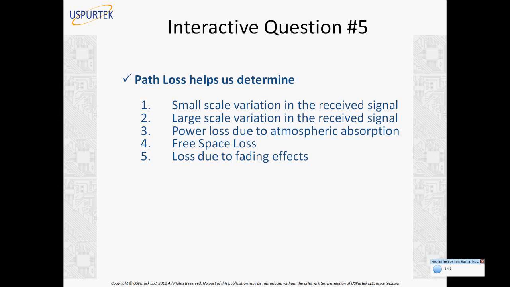Well, let's go through this one by one. Small scale variation in the received signal: path loss does not tell us about the small scale variation, right? Path loss is a large scale variation, how far I am from the cell tower. So number 2, large scale variation in the received signal, is what it helps us determine. Then power loss due to atmospheric absorption, free space loss, loss due to fading effects. Well, again, fading effects are small scale variation. This is not true. Okay, let's move on to the next one.